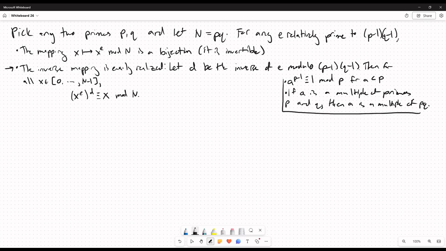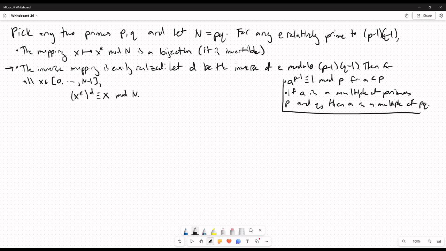Let d be the inverse of e modulo (p minus 1)(q minus 1). Then for all x between 0 and n minus 1, we're basically saying that x to the power of e, to the power of d, is equivalent to x mod n. So it's saying that if I take my encrypted message and raise it to the power of d mod n, then I'll get back my original.